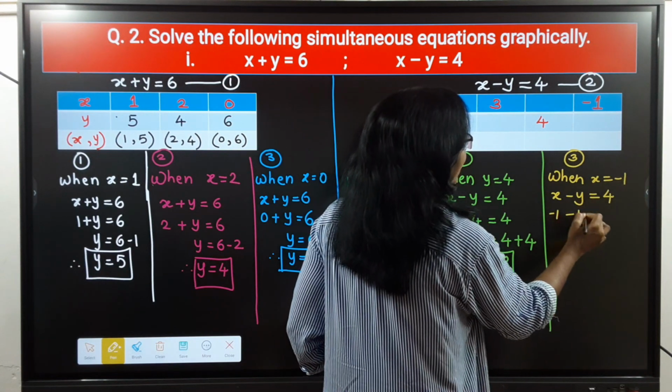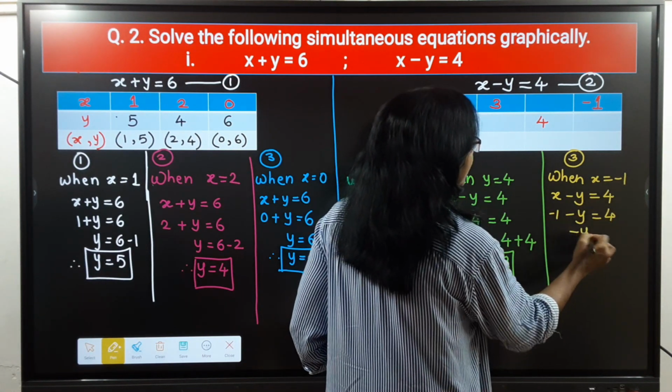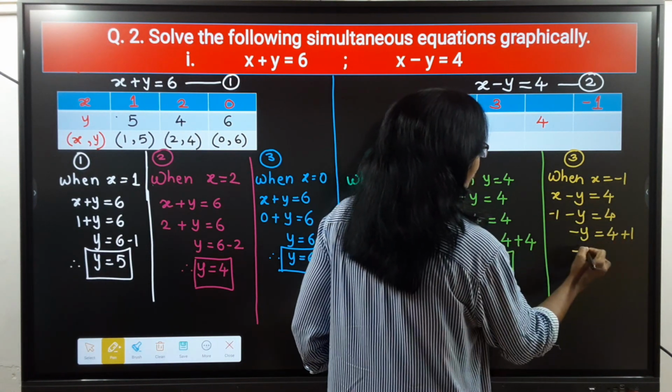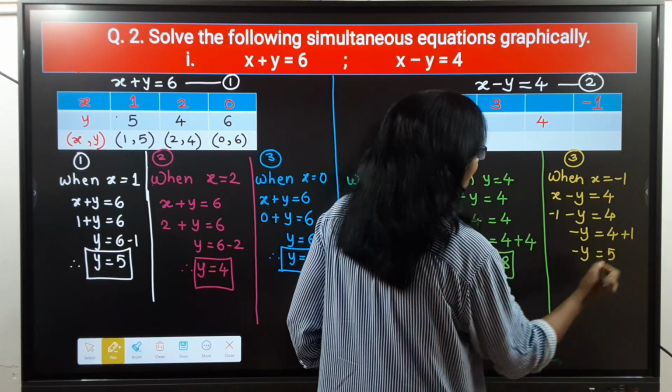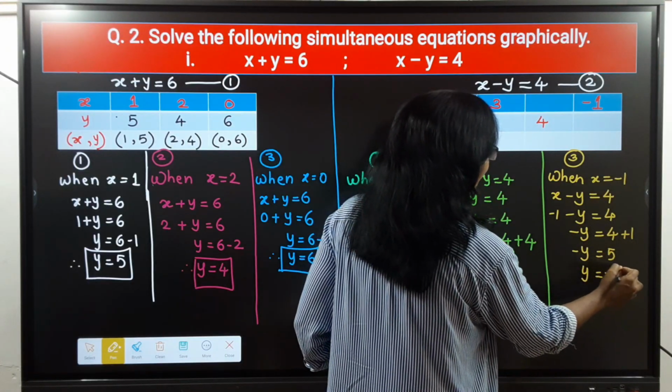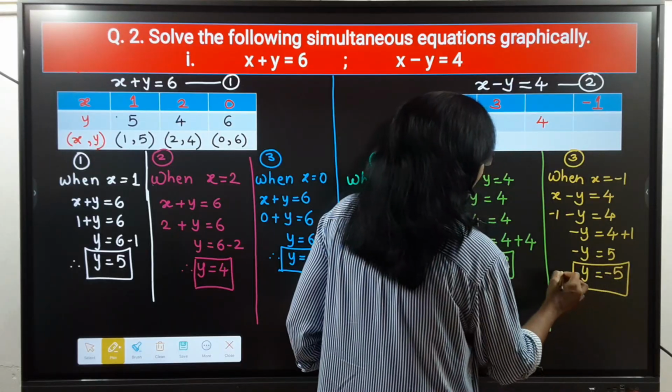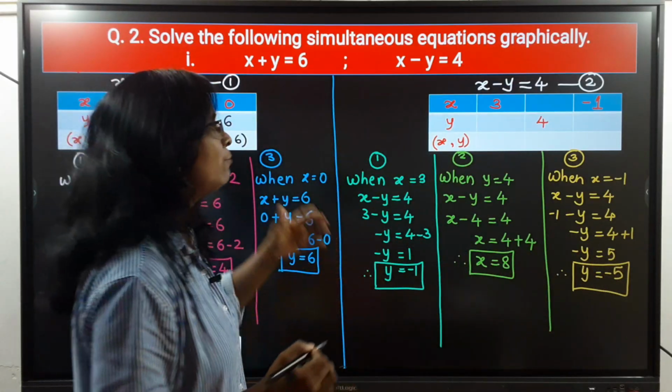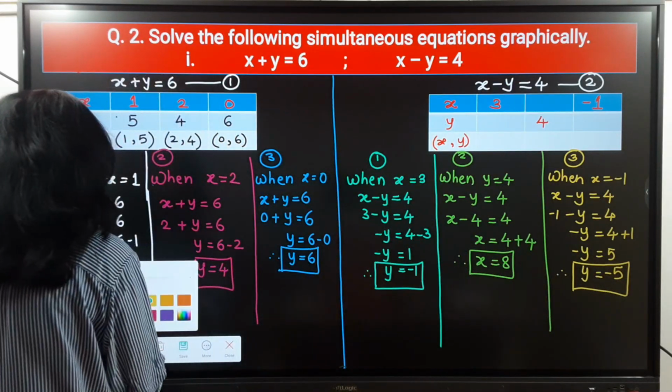Therefore minus 1 minus y is equal to 4. Therefore minus y is equal to 4 plus 1. So minus y is equal to 5. Shifting the minus sign, y is equal to minus 5. So in such a way we have the values for the second equation also.